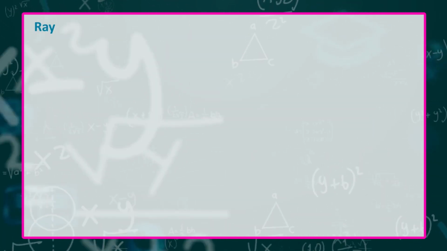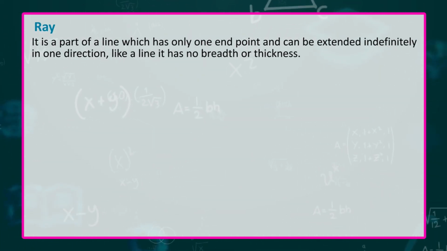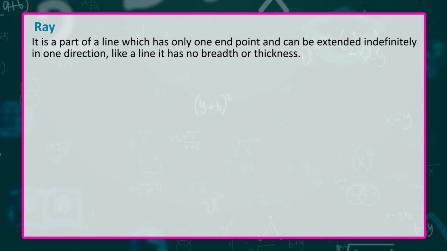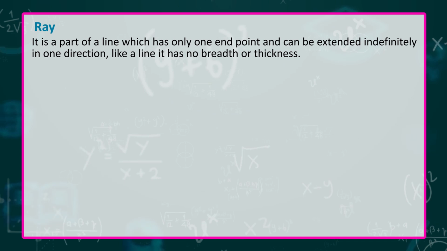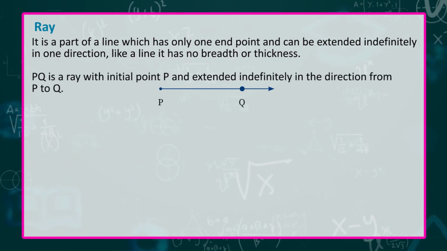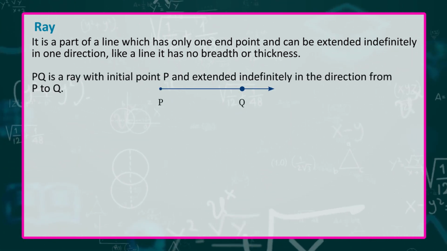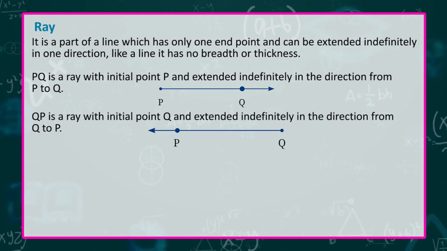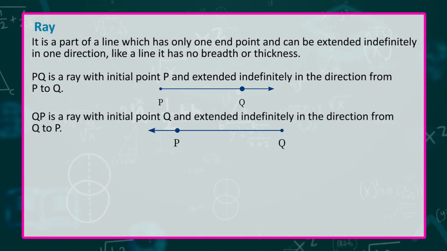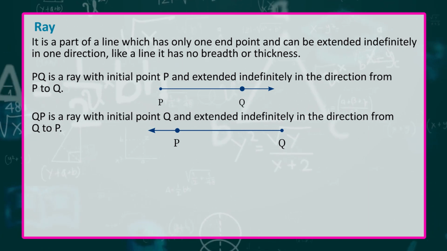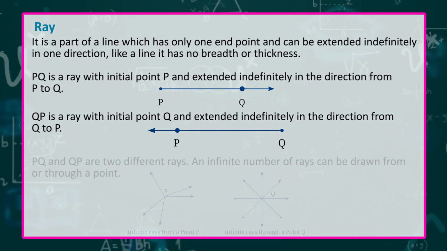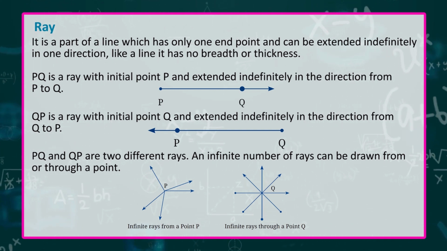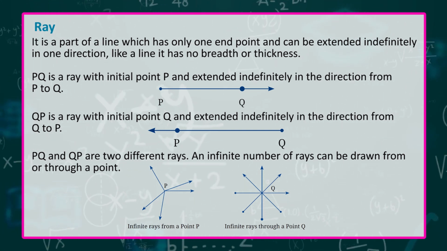cm. Ray. It is a part of a line which has only one end point and can be extended indefinitely in one direction. Like a line, it has no breadth or thickness. PQ is a ray with initial point P and extended indefinitely in the direction from P to Q. QP is a ray with initial point Q and extended indefinitely in the direction from Q to P. PQ and QP are two different rays. An infinite number of rays can be drawn from or through a point.